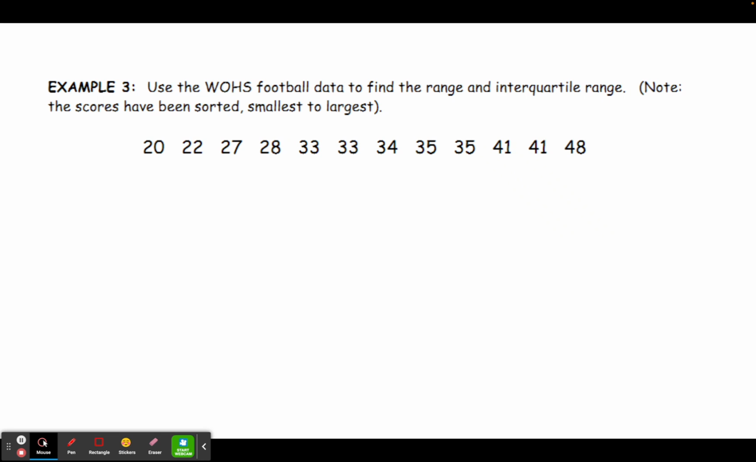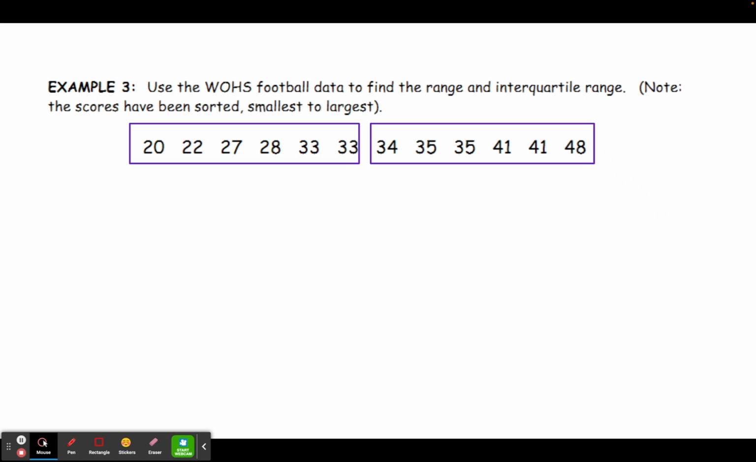So here we have West Ottawa's football data again, and I have it sorted for you from smallest to largest. We're going to use the data to find the range and the interquartile range. First, let's start by finding quartiles and talking about what those are. When we do the median, remember we split the data into two equal halves. Just like we did in that first example, I took my 12 football scores and split them into two groups of 6. The median is halfway in between there, so that would be 33.5, and we know that already from example number 1.